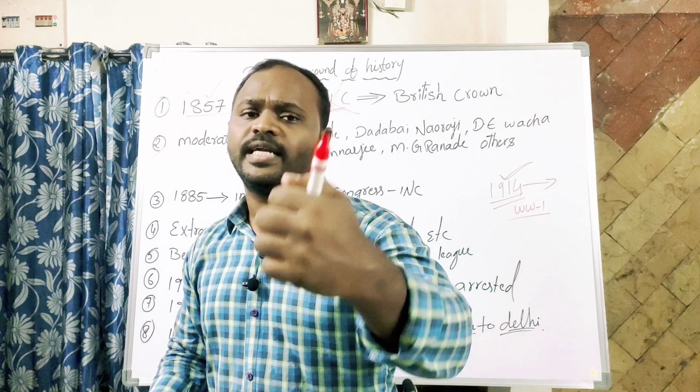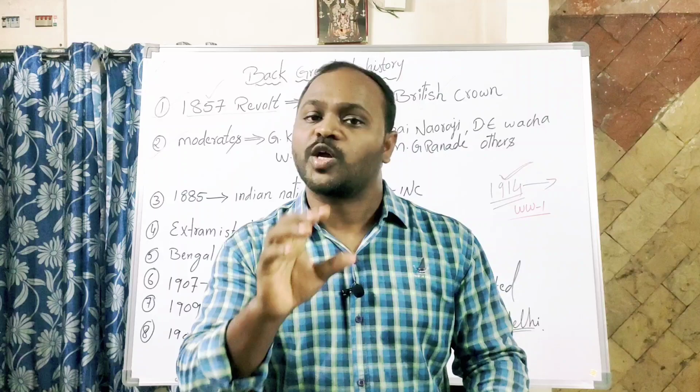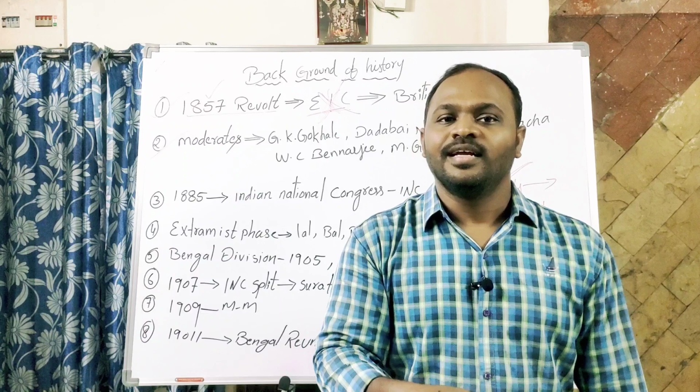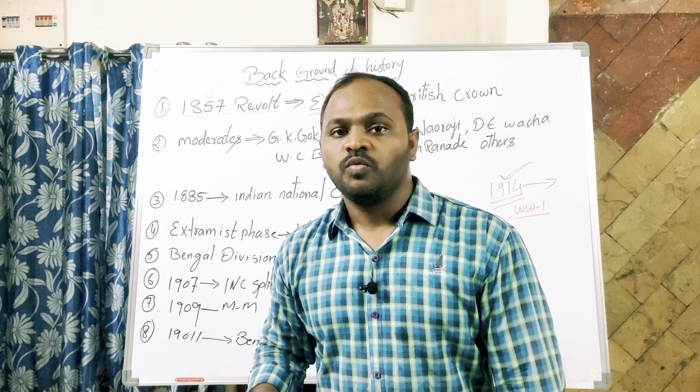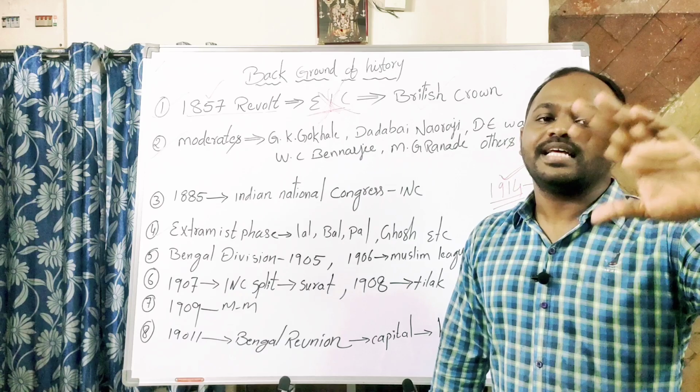For example, even in your family, say there are four kids. Two kids or one kid are very soft and very cool going. They're called moderates because they never go in an aggressive manner. They're always requesting, always pleasing, always giving petitions. But there is one more group which is more dangerous. They're always aggressive in nature, always fighting in spirit. They're called extremists.